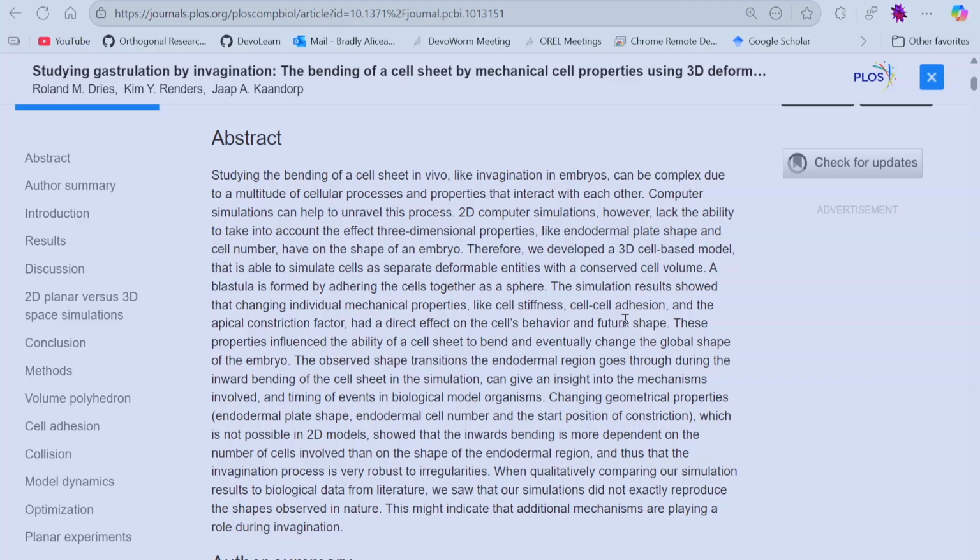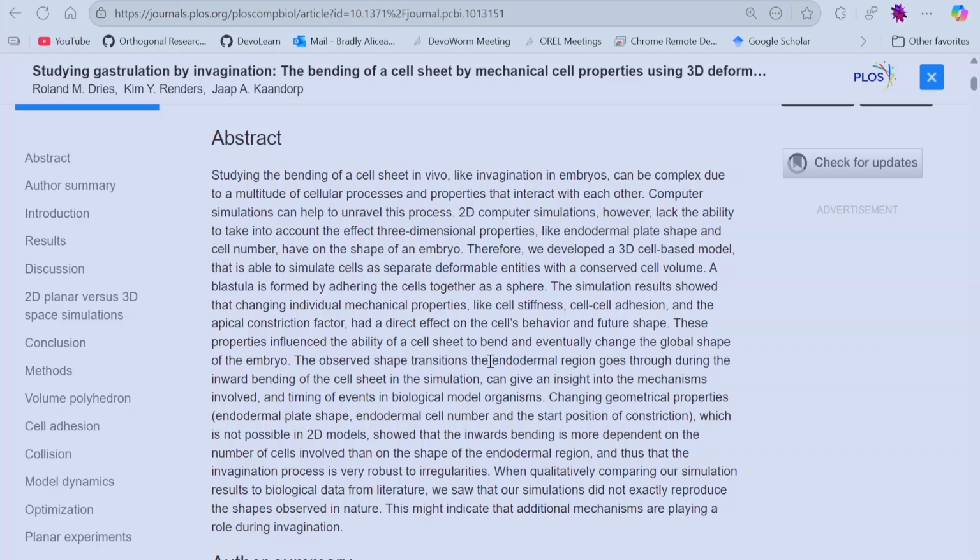So they could predict the shape changes, and they could affect or predict the behaviors more generally. These properties influence the ability of a cell sheet to bend and eventually change the global shape of the embryo. So all the cells in the simulation were able to have this collective effect of shape change on the embryo.